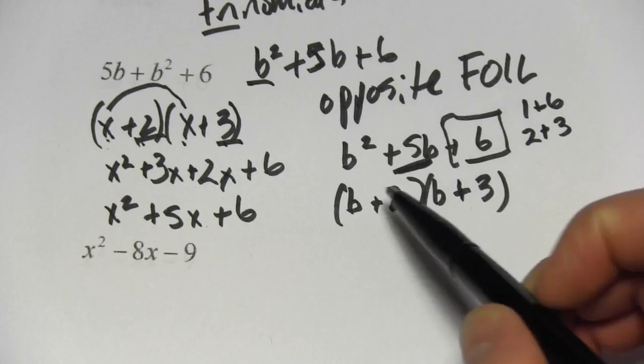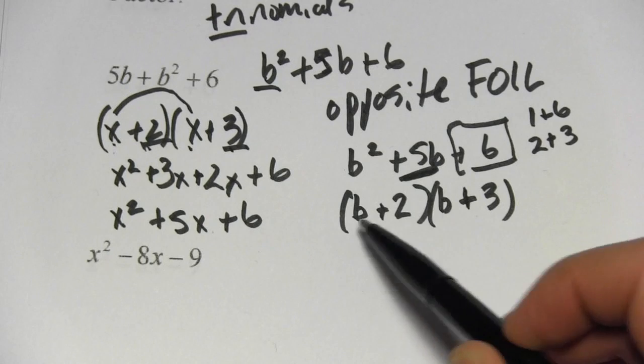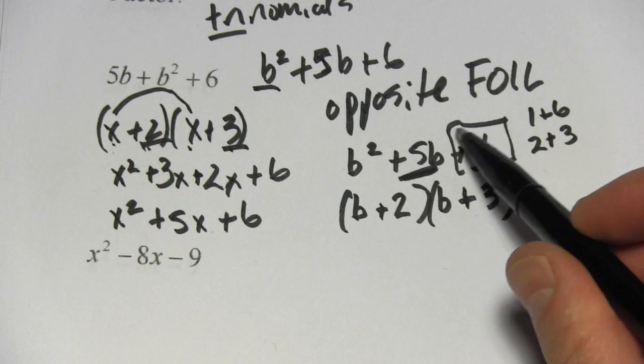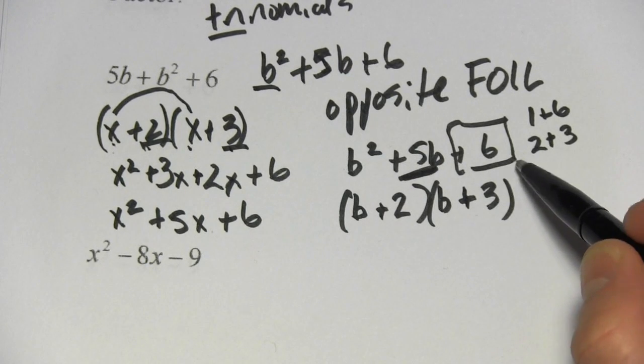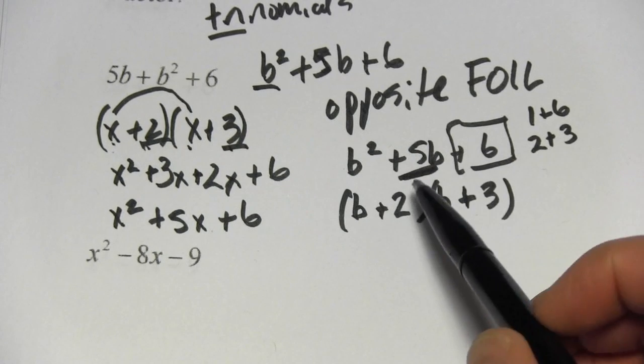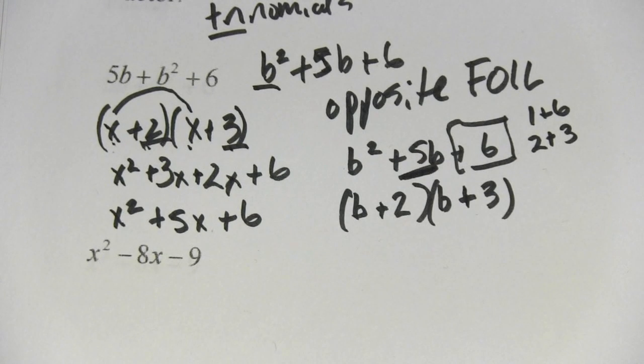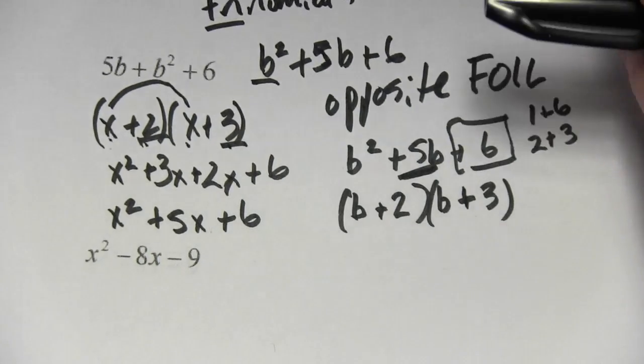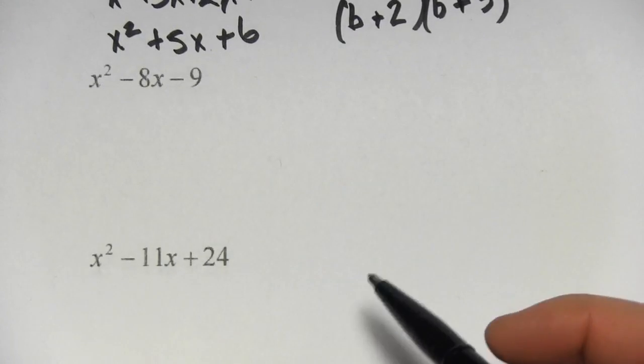So when you're doing this, you take the first term, put it up here, and then you take the factors of your last term. They have to multiply out to be the last term. They have to add up to be the middle term. That's probably a lot to take in all at once. Let's just do some practice to get used to this.